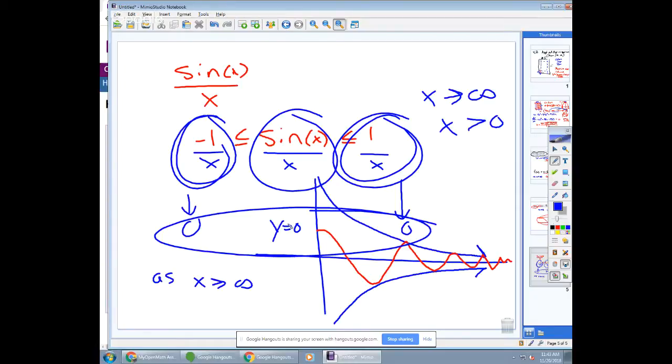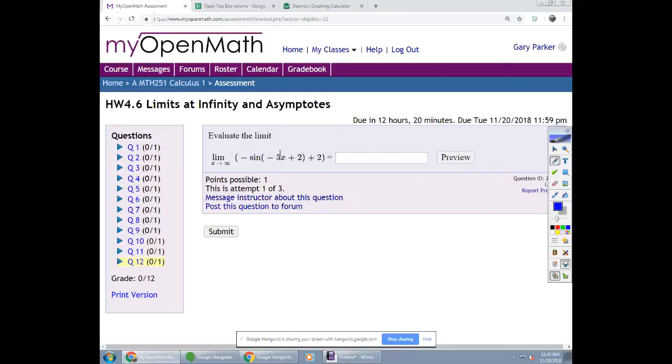Yeah, so it just kind of depends on what we're doing to the sine function as to whether there's going to be a limit as x gets bigger. Okay. In the case of problem number 12 here, there is no limit because this function just keeps bouncing up and down between 3 and 1.